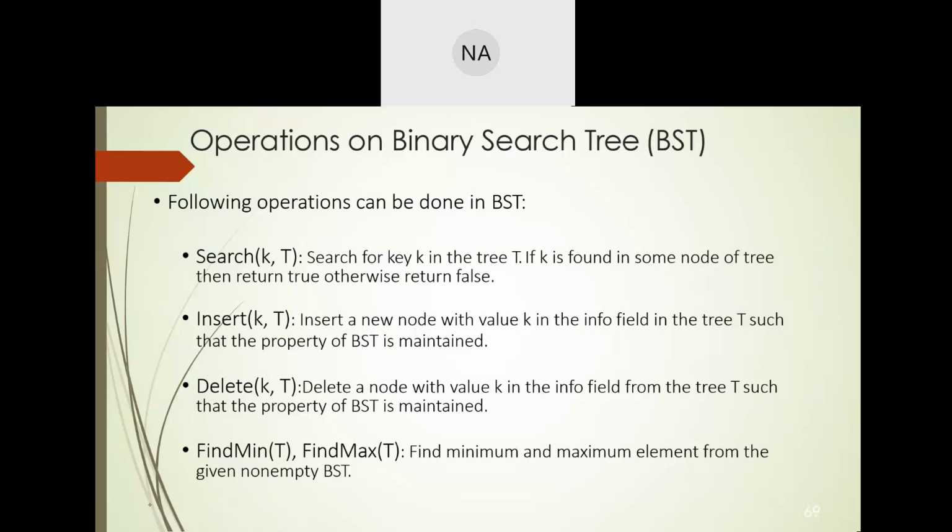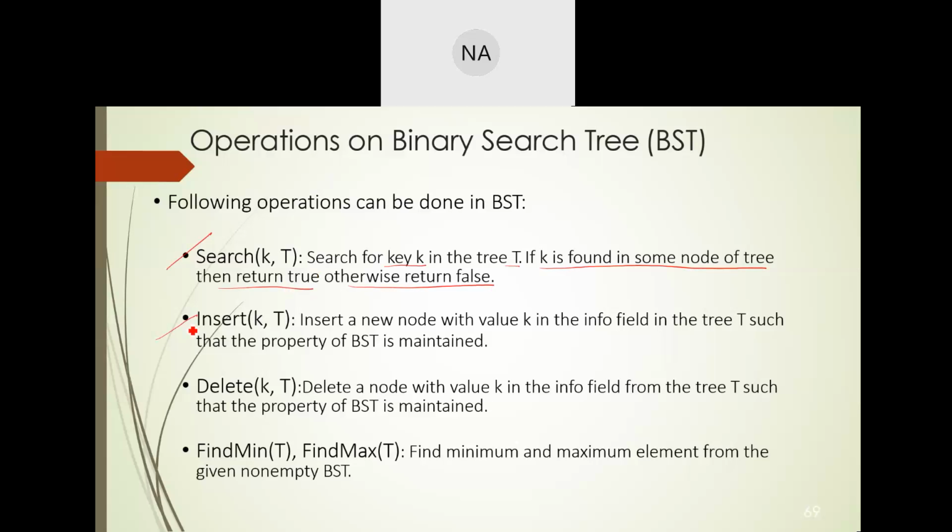What operations can be performed on a binary search tree? Search(K, T): search for key K in the tree T. If K is found in some node of the tree, then return true, otherwise return false. You can also return the pointer to the node containing the search value key K.